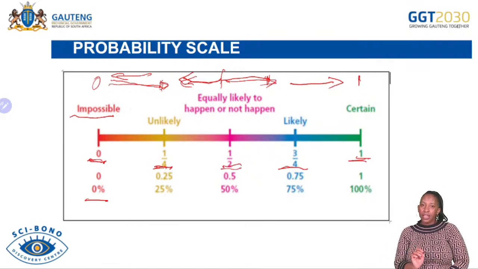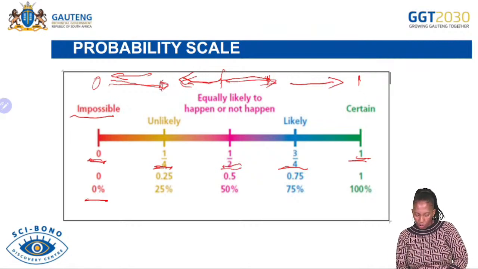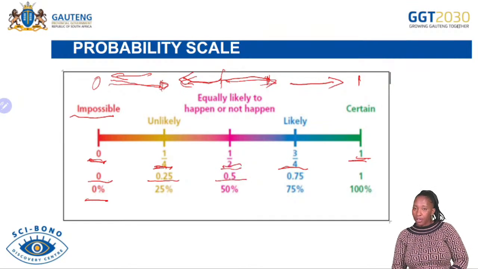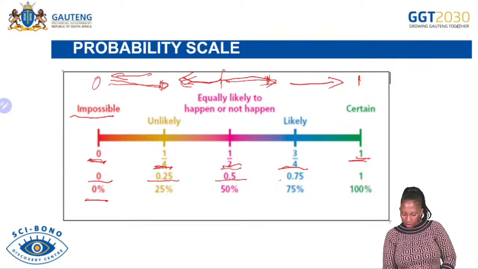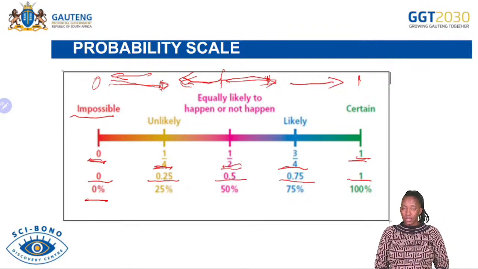And then if they say now write your answer as a decimal, this is what I was referring to. As you can see, 0 is impossible. And then because now it's a decimal fraction, it will be 0.25. And then your half is 0.5, and your 3/4 now is 0.75, and then here we have 1, because now it is a whole number. It means it's certain that it's happening.